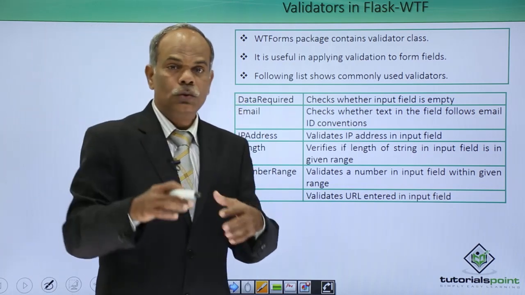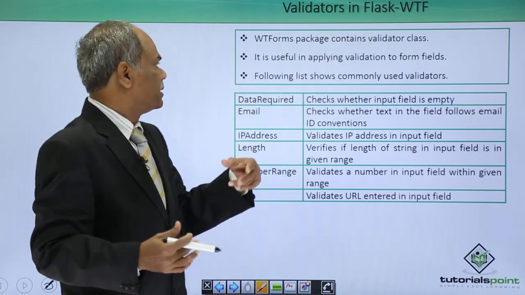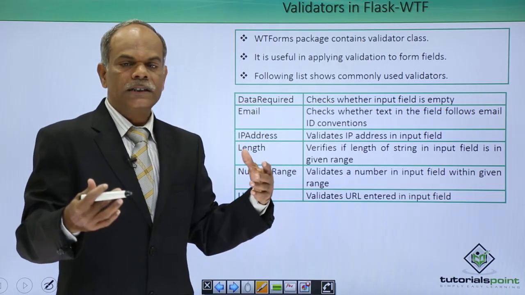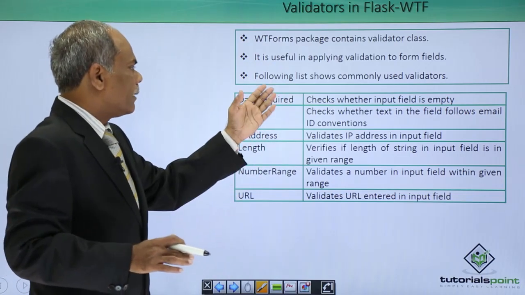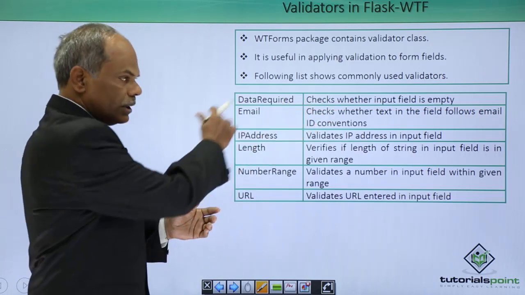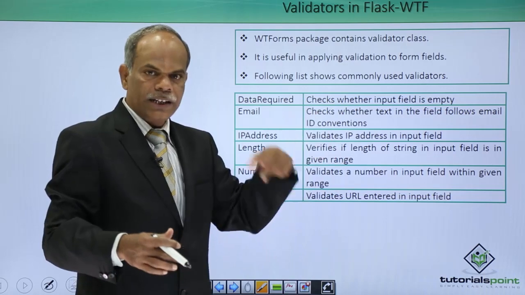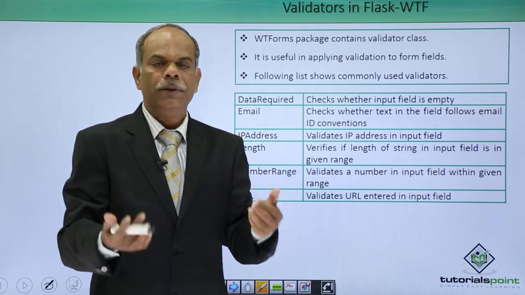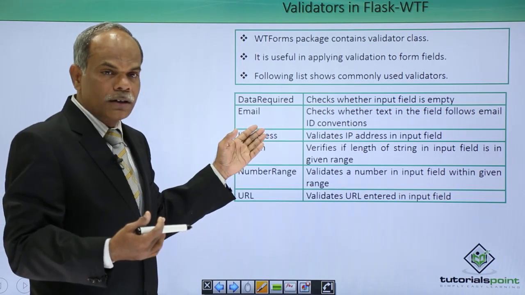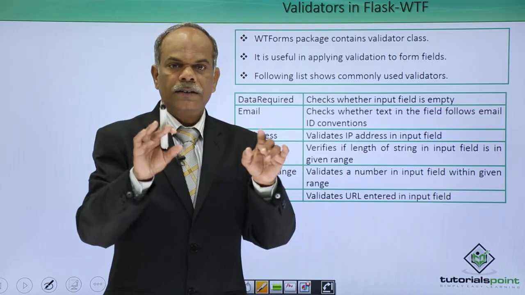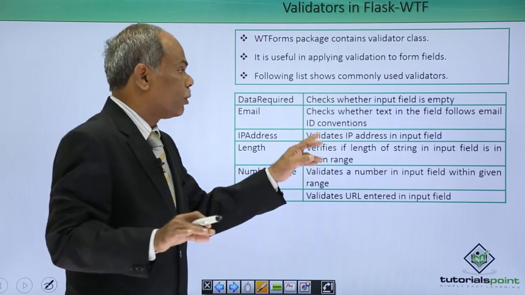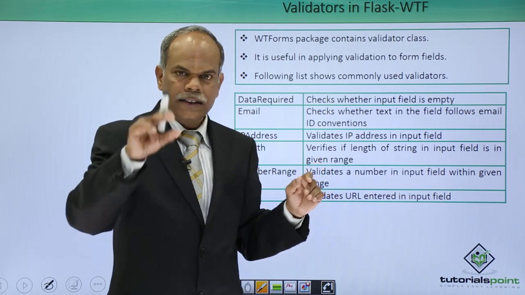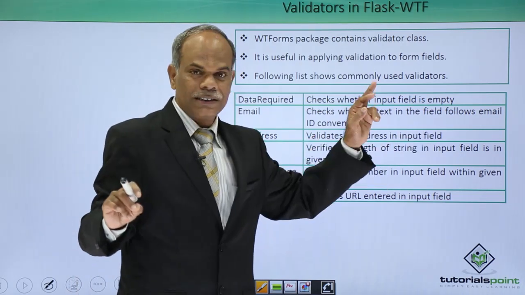So, such a form design is one aspect. You can apply validation to these form fields by using the validators. The WTForms package has predefined validators, and commonly used validators I have shown in this table. Data required: if you apply this validation over a particular field, then it will validate whether there is data in it or not, whether the input field is empty or not. Email is another important validator. If you apply this, then it will check that the text typed in a text box conforms to the email ID conventions. There should be an @ and then a domain name and dot, etc. All those features will be verified.